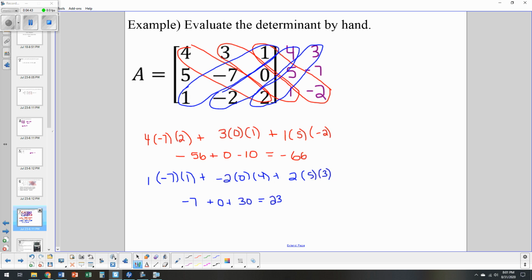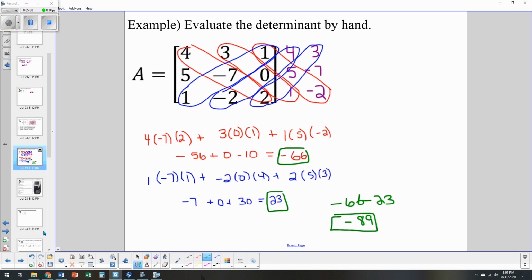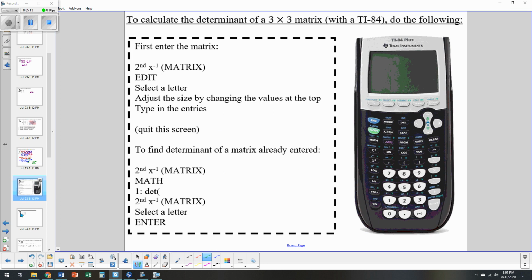So now I'm going to do downward minus upward. So that's -66 minus 23. So the determinant here is negative 89. There's another way we could do this, right? This is quite a bit of work. So we could do this using the graphing calculator. All right, so this is why you need to download an emulator or have a graphing calculator.